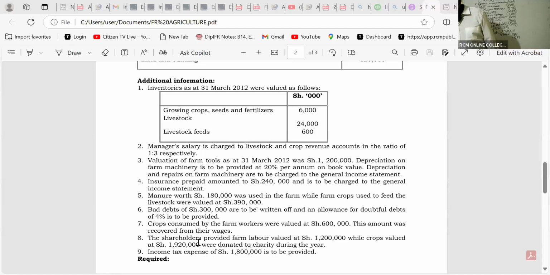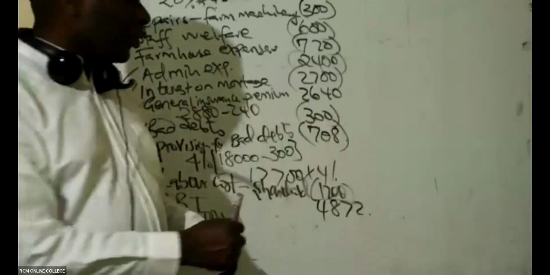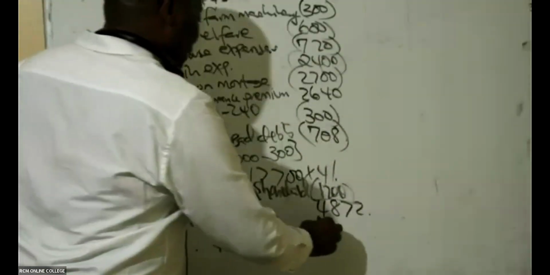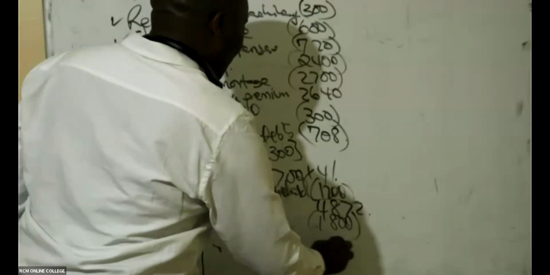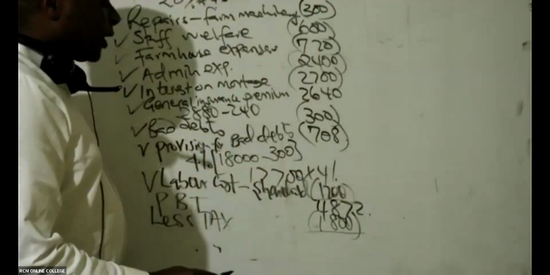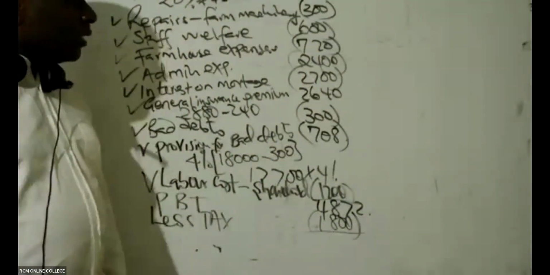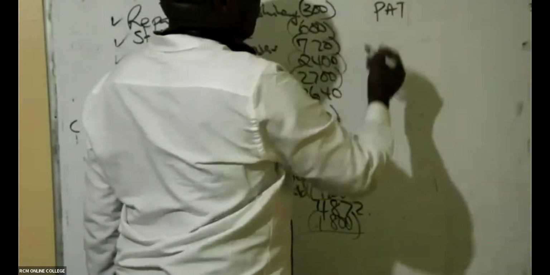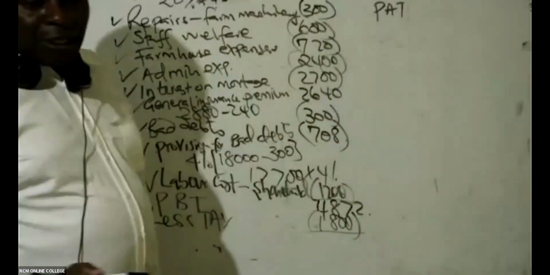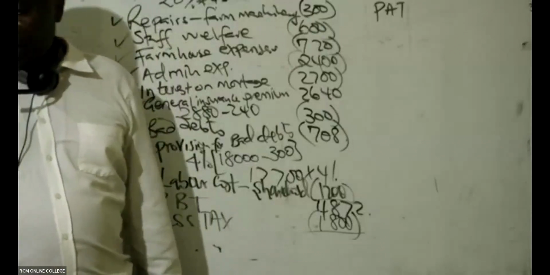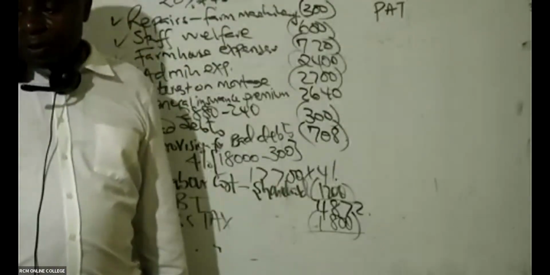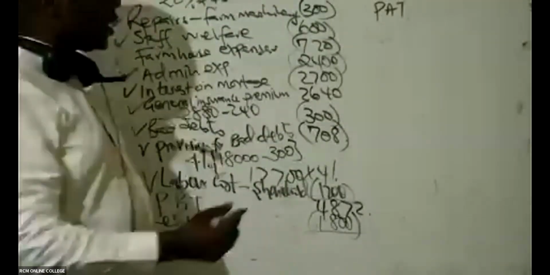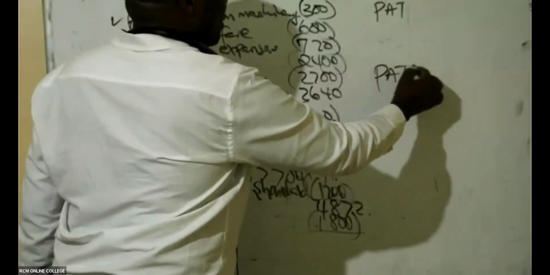So income tax expense is 1,800, if you chop the 3 zeros. So we have here income tax 1,800. And then we'll be able to come and give me the profit after tax. So is there someone who can get this profit after tax? Which is profit for the year. Anybody who is able to get this profit for the year, profit after tax.